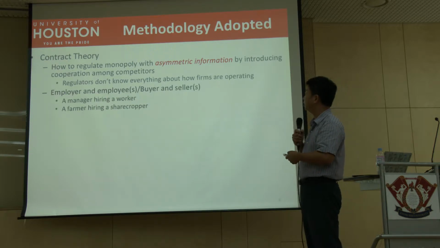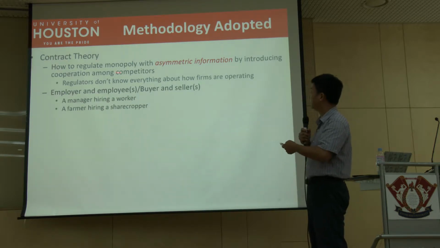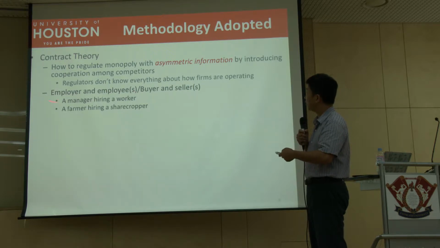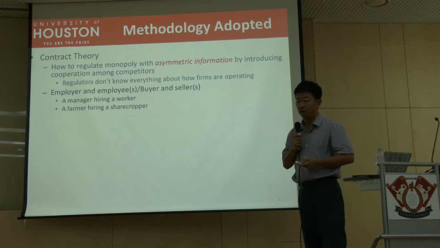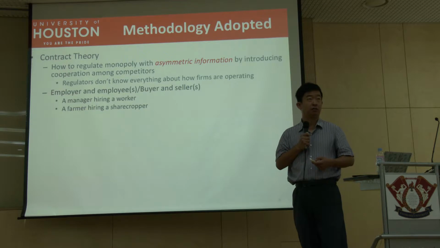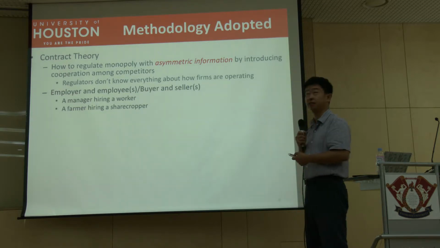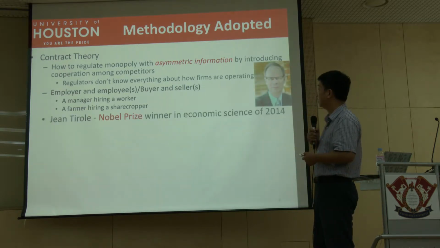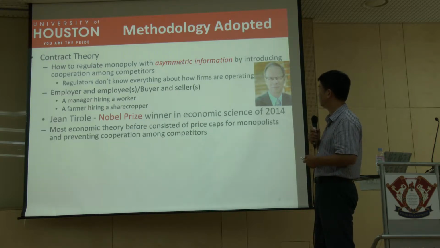And then the employer. So basically, before I hire you, I don't know what the situation is. After I hire you, how could I know that you are really working or not? So this is also a kind of asymmetric information. And this is Jean Tirole, who won the Nobel Prize in 2014 for contract theory.